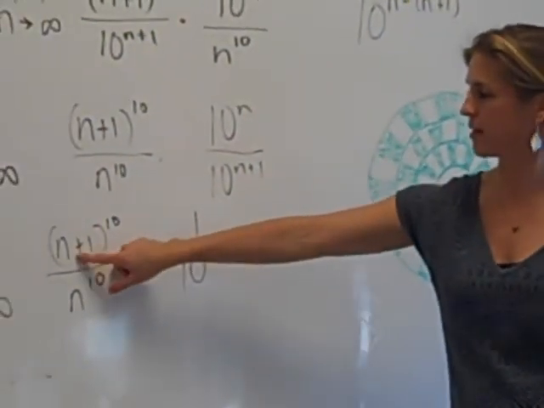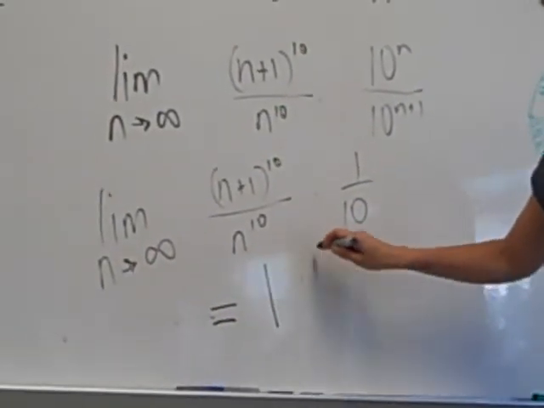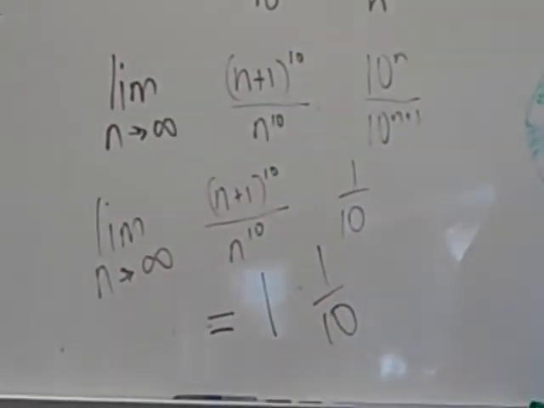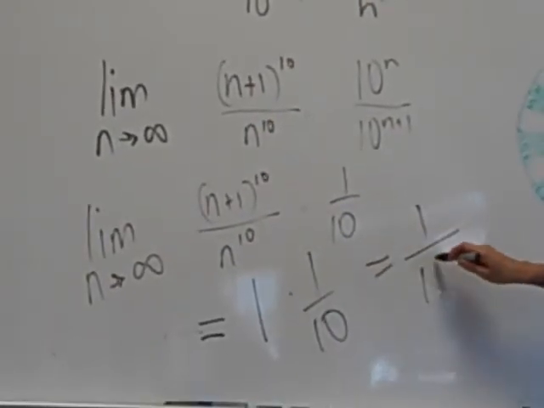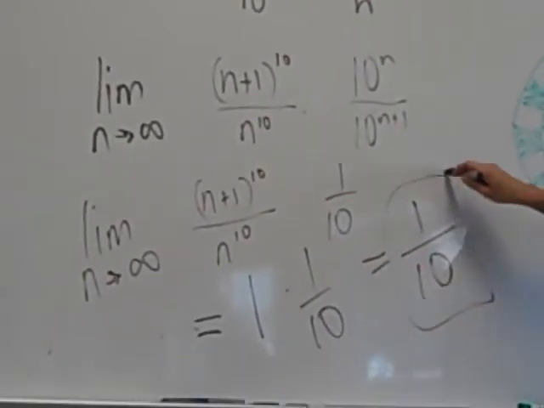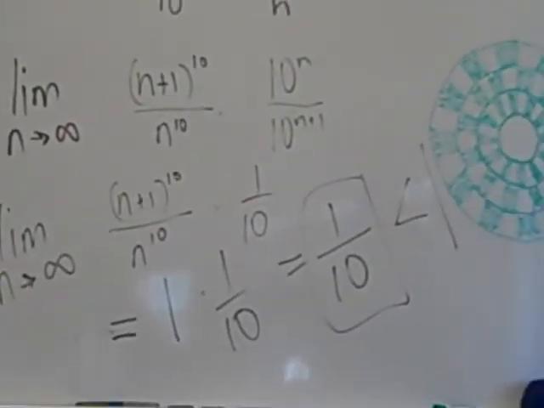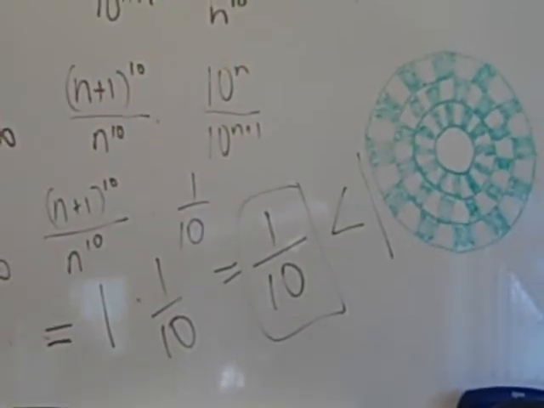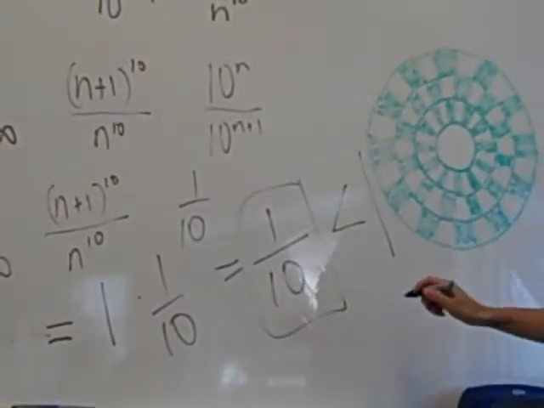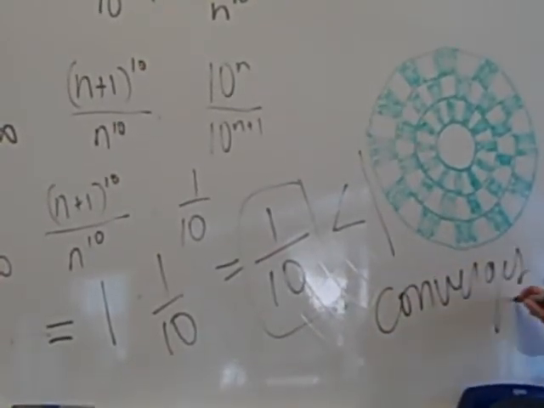This lead term is going to be n to the 10th and n to the 10th on the bottom. So it's just going to be 1. As n goes to infinity, they're behaving the same, so it's just going to be 1. And therefore my total limit is 1/10. And that's less than 1. And the ratio test says if what I get in the end is less than 1, then the series converges. And we're done.